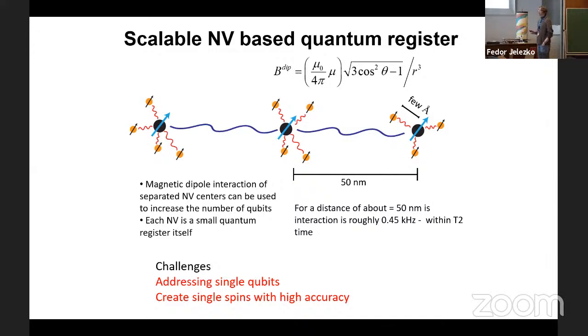What are the challenges here? Actually, even at this scale, addressing single qubits optically can be difficult. Actually, creating electron spins with this accuracy is a challenge too. And I would like to discuss now these two issues.